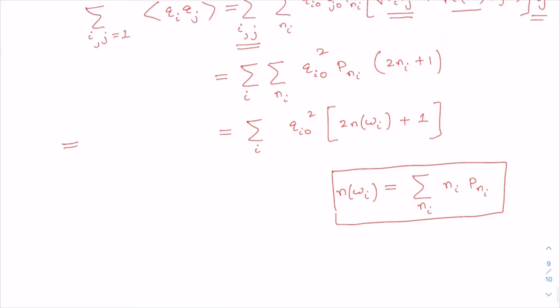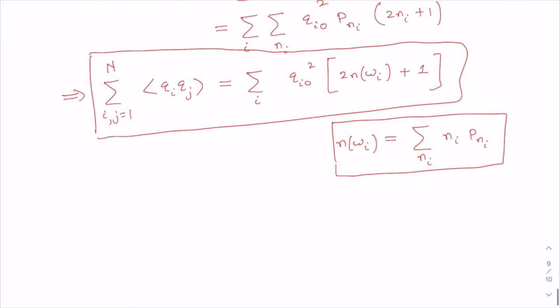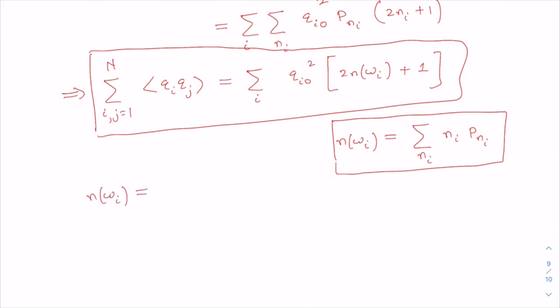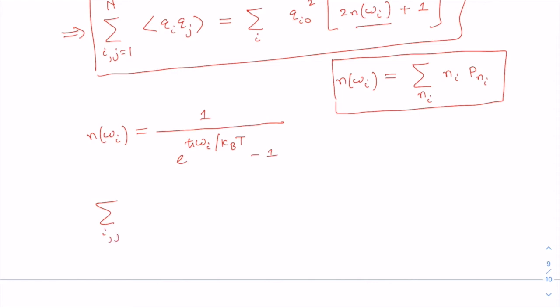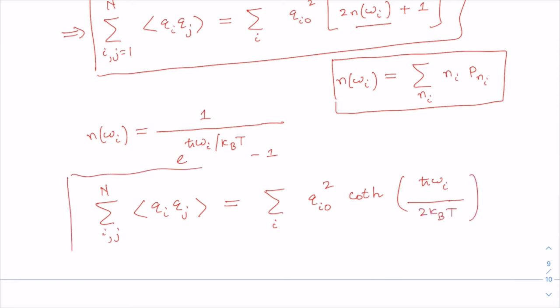Now therefore, this is a very important result I obtain. When I take the summation of q_i q_j, this is what I got. This one I can further simplify because I know that n of omega_i, which we already worked out, is equal to 1 over e to the power h cross omega_i by k_B T minus 1. And if you put it here and do the analysis, you will get this position correlation term very straightforwardly. You can work it out. I encourage you to do it. Otherwise, maybe we can do it in the problem solving session. It's just simple algebra. You will get coth of h cross omega_i by twice k_B T. Okay, so this is what we obtain.